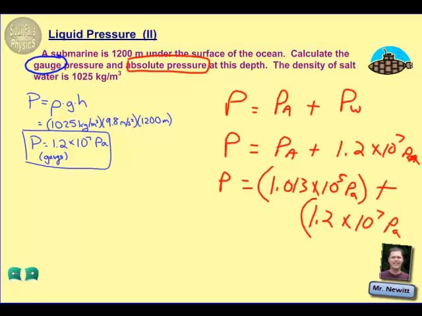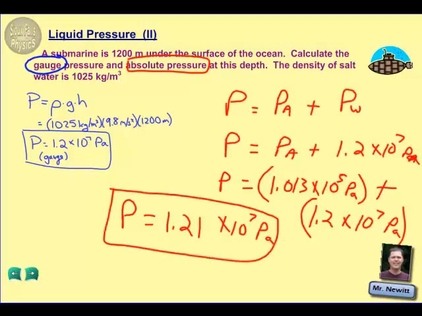pascals. Okay, adding those two values together, we notice that our total pressure is now 1.21 times 10 to the 7th pascals. Not that much different for our absolute pressure compared to our gauge pressure. And the reason is that when you're 1,200 meters under the surface of the ocean, most of your pressure, if not all of it really, is coming from the water. The atmospheric pressure is very minimal when you're that far under the surface.